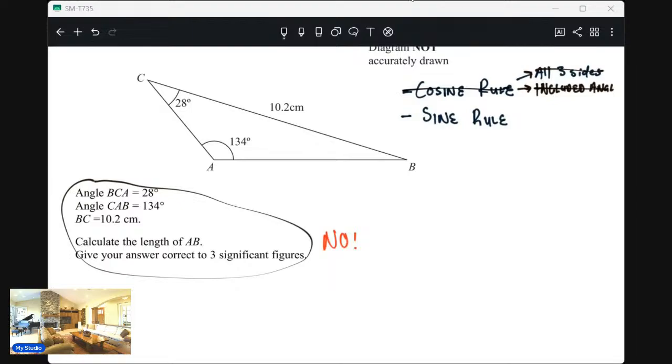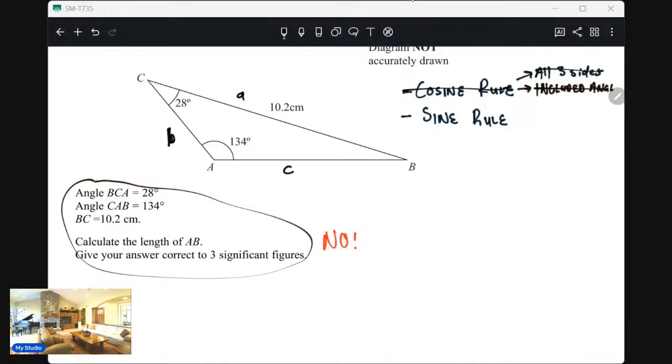First, we just label our triangle. Let's label it. What side is opposite big A? It's small a. What side is opposite big B? Small b. What side is opposite big C? Small c. So we have small a, small b, small c.